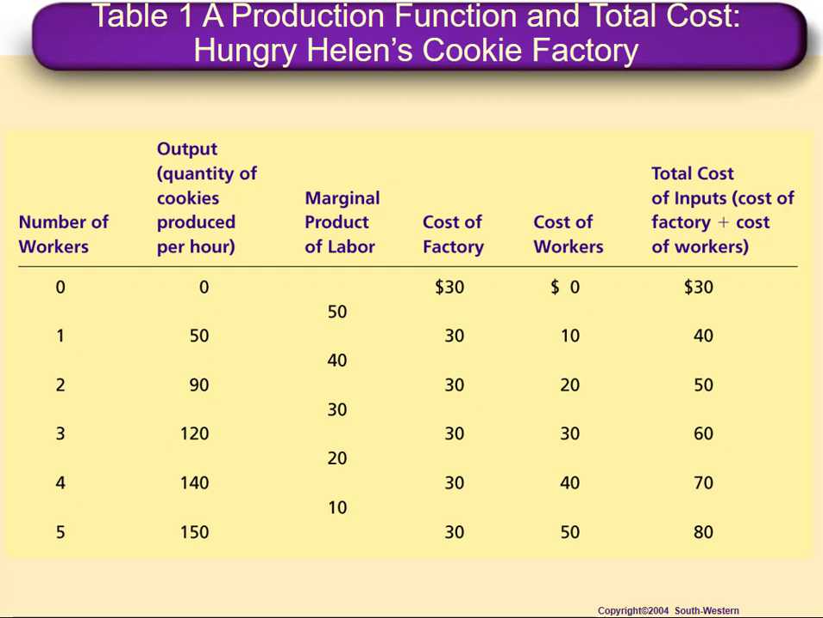If you look at this table, it has a relationship between the output at a bakery, the number of cookies that are produced, and the number of workers that they hire. The number of workers are generally assumed to be a variable input, meaning they can vary with the amount of production. You hire more workers, you get more output. So notice how as you hire more workers in this table, you go to higher and higher levels of output.